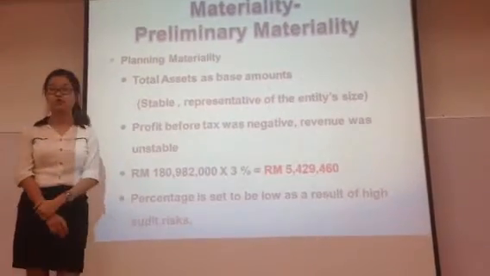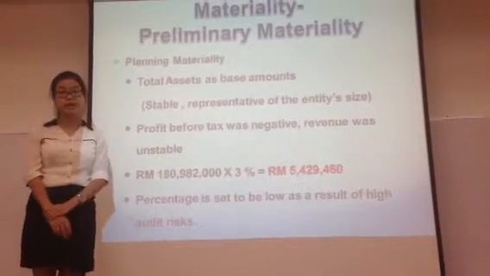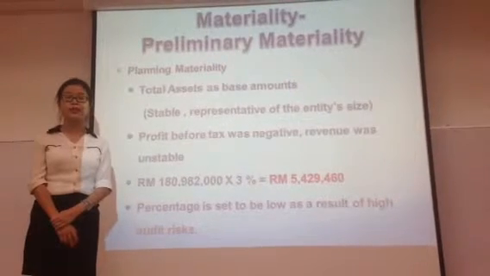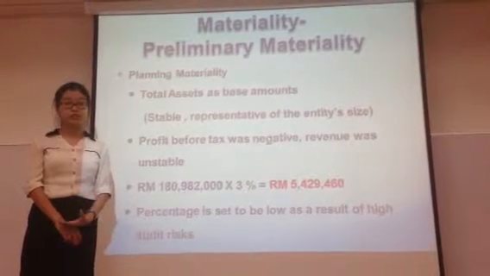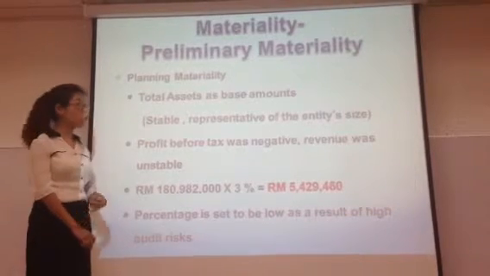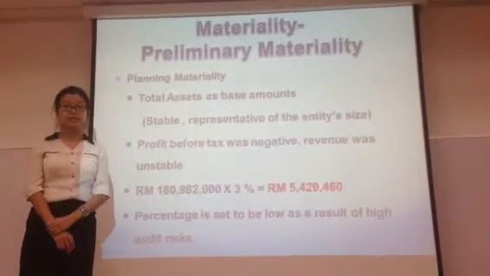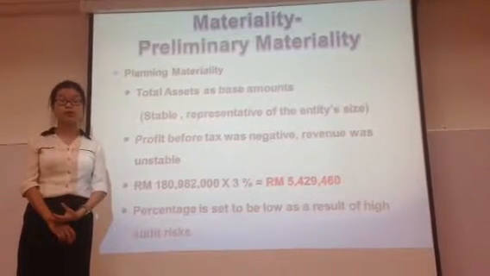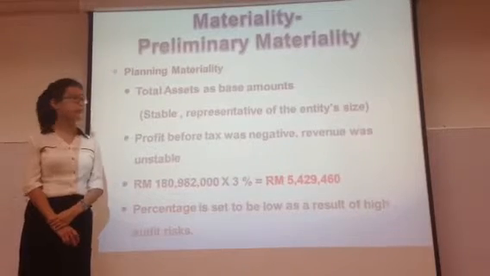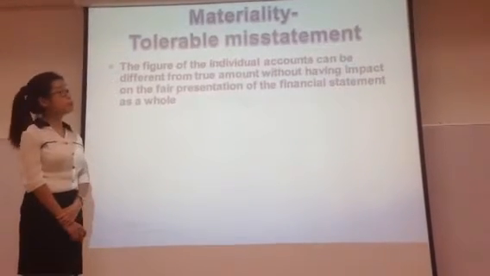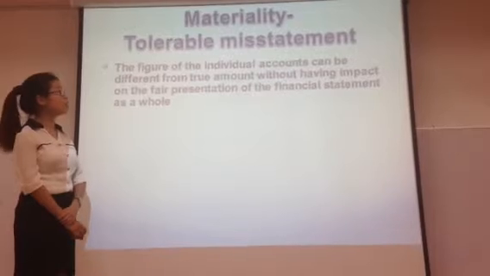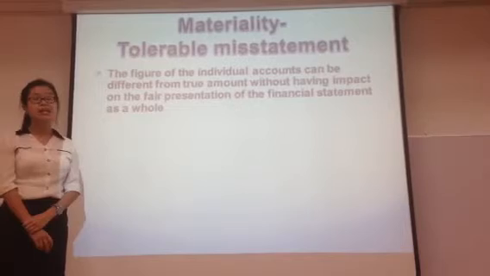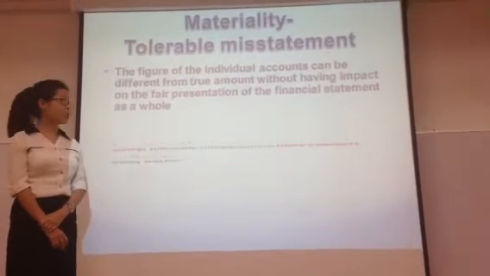And the percentage is set to be low as a result of high audit risk, which indicates that there is a high risk for the auditor to express an inappropriate opinion when the financial statement is misstated. Also, the low materiality indicates that the auditor needs to perform more audit work to lower the audit risk to an acceptable level. The tolerable misstatement is the figure by which the individual account can differ from the true amount without having impact on the fair presentation of the financial statement as a whole.